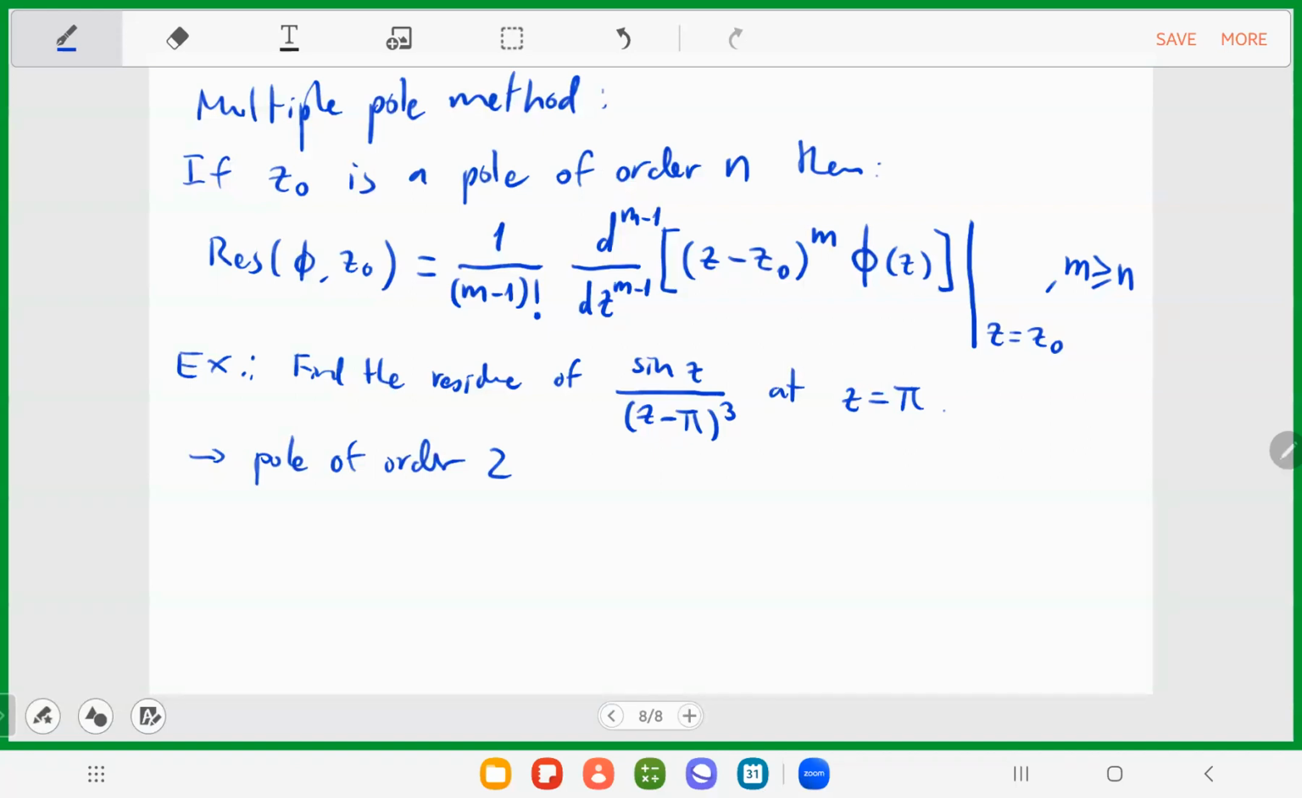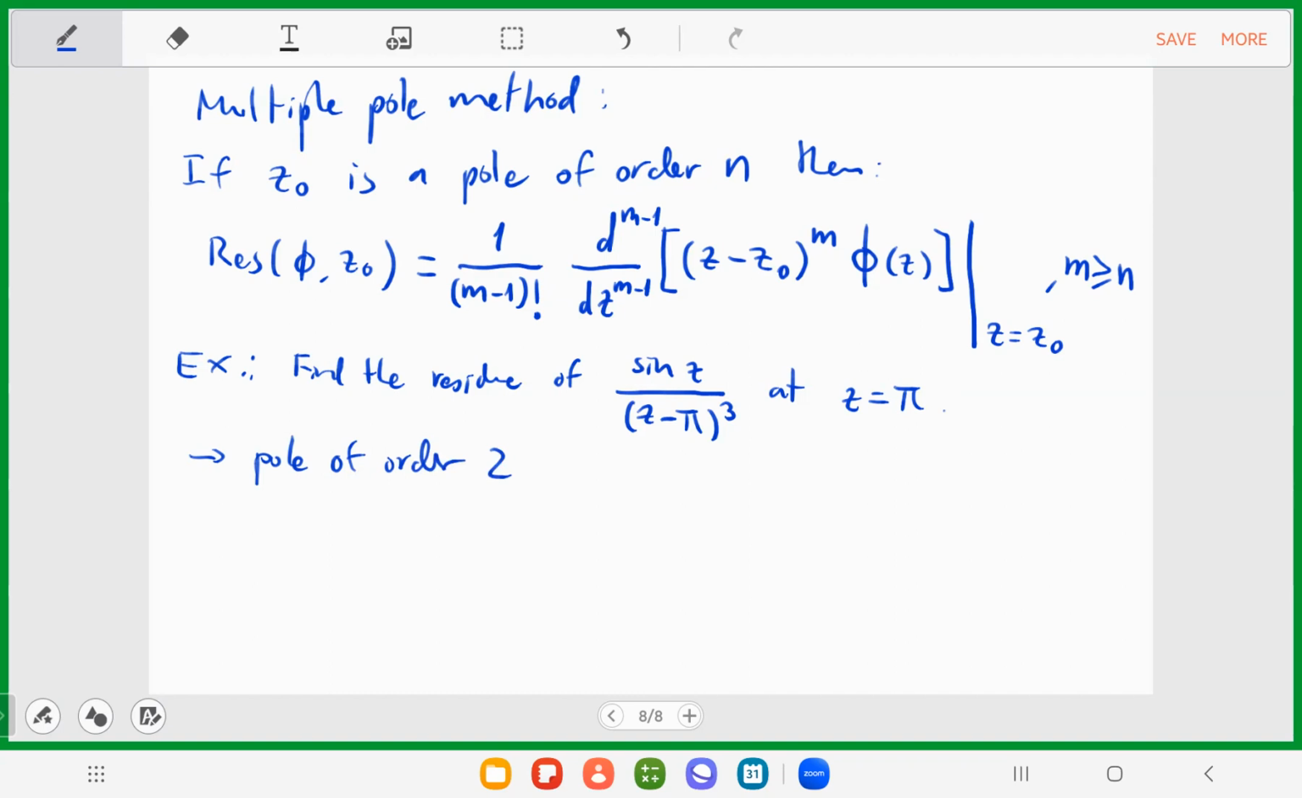How do we see this? Well, of course, the Laurent series doesn't have a term divided by (z minus pi) cubed, because if you divide the series of the sine around pi by (z minus pi) cubed, you only get a term divided by (z minus pi) squared. So it's a pole of order 2.